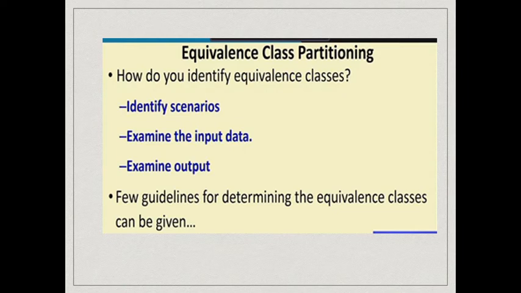So even though it is a very good and effective technique and reduces the number of test cases drastically, the question that we are confronted with is how does one go about identifying the equivalence classes? One is we need to identify the scenarios. We need to examine the input data, we need to examine the output data, and then based on these we need to design the equivalence classes. But that is a bit of a vague statement, so we will give something more concrete in the form of a few guidelines.